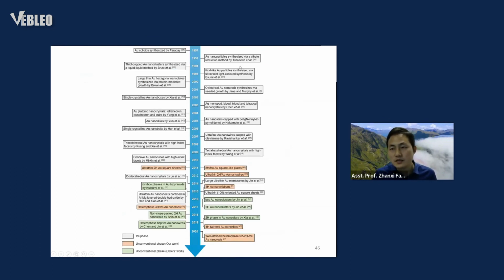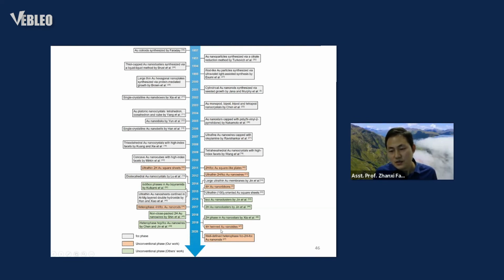From the timeline shown here, you can see the development of gold nanomaterials over the past 1.5 centuries, from the gold colloid synthesis by Faraday in the 1850s all the way to 2010. Most of the gold nanomaterials adopted the common FCC phase. Starting from 2011 and all the way to the current research status, in the past decade, many kinds of unusual phase gold structures have been obtained by us and other research groups around the world.